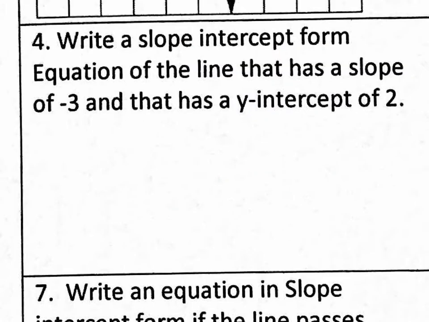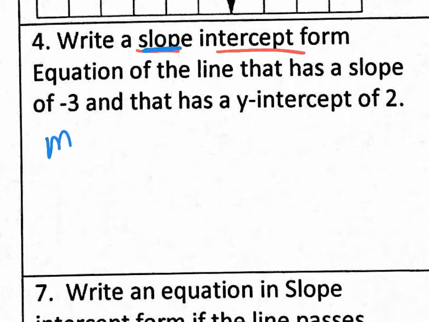There's number 4. Write a slope-intercept form equation of the line that has the slope of negative 3 and has the y-intercept of 2. So you need to know what certain words mean, like what does slope-intercept form mean? Go for it. Guys, this one is like the easiest question you could possibly do in math, right? Because they're asking for a slope-intercept form equation. Maybe I should have done slope in blue.